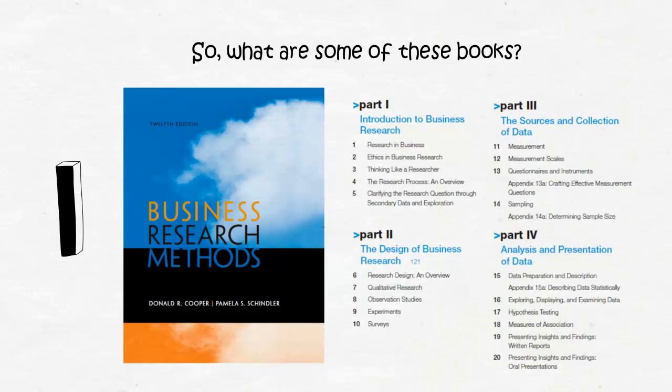Part 2 deals with the design of business research. Here, we can read about the research design and overview, qualitative research, observation studies, experiments, and surveys. Part 3 deals with the sources and collection of data. In this part, we can learn about the measurement scales, questionnaires and instruments, and sampling too.